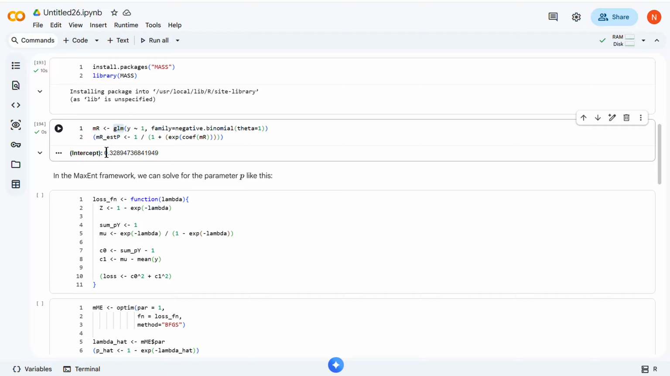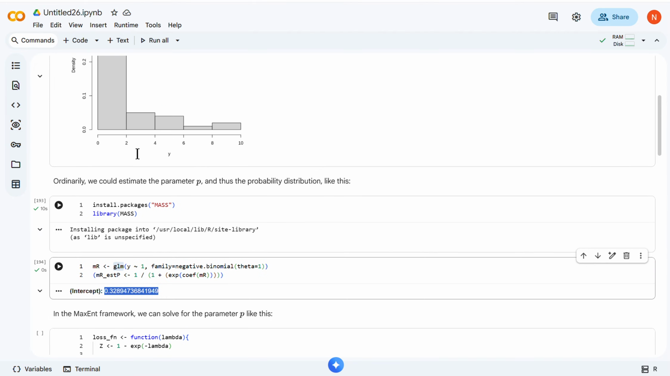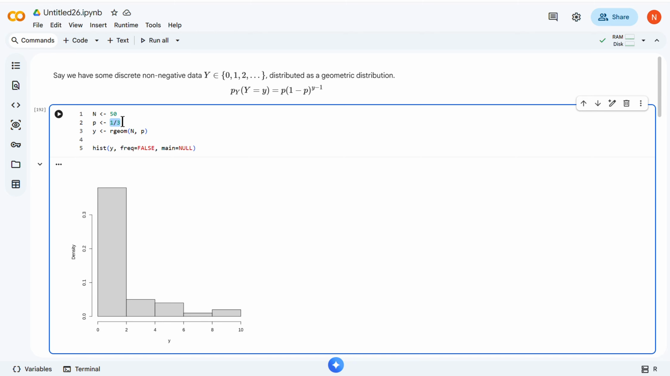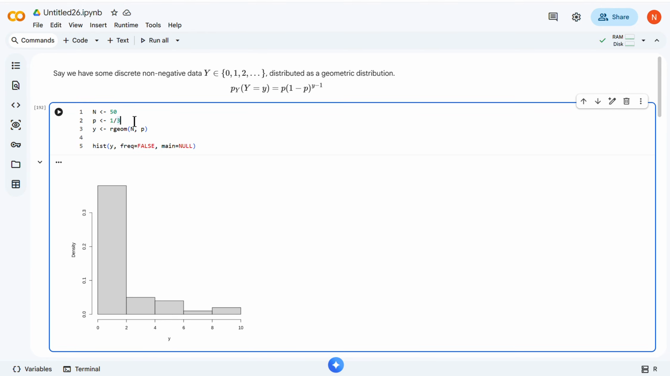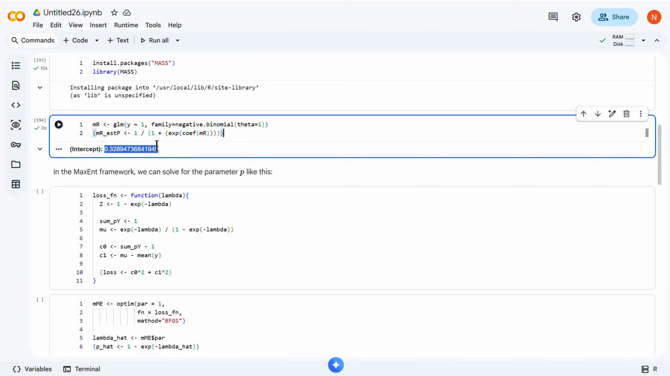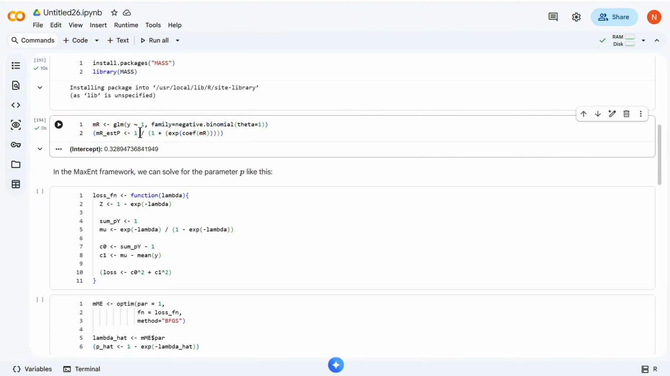And the estimate that we got from executing that code was about 33%, 32.894... Well, that is almost exactly what we set the parameter to be. So that's good. That's reassuring. We were able to successfully estimate the parameter and therefore model the distribution. That's great. Well, in MaxEnt, we take a different approach.